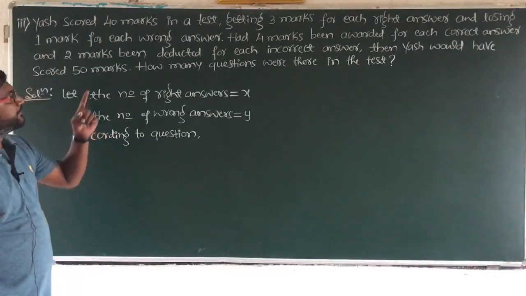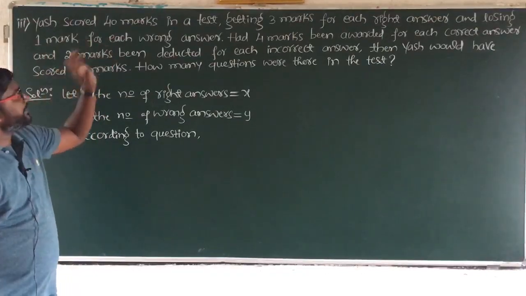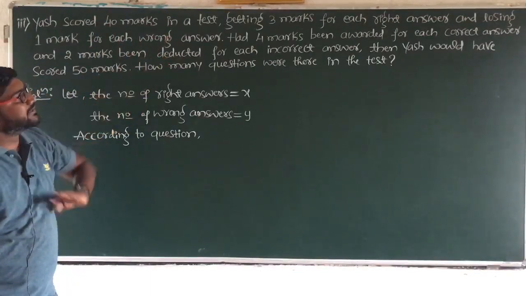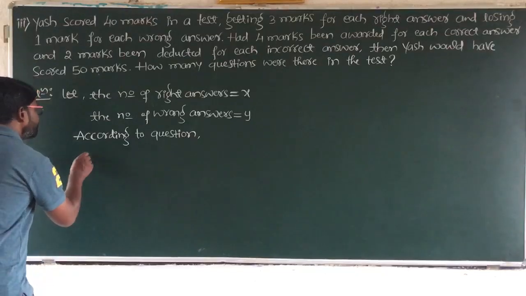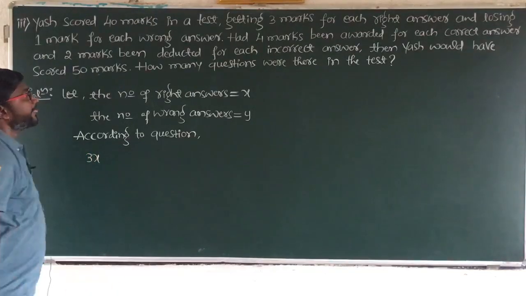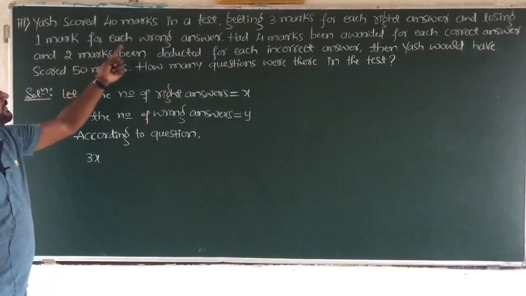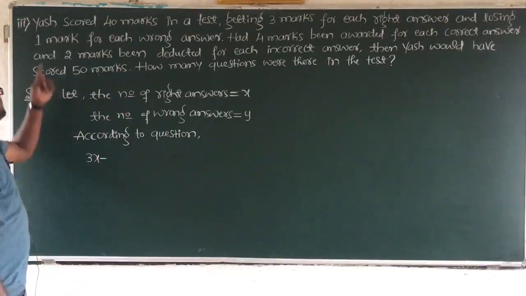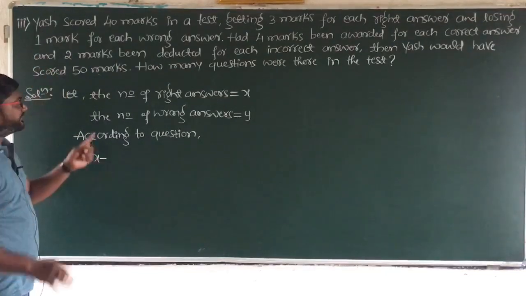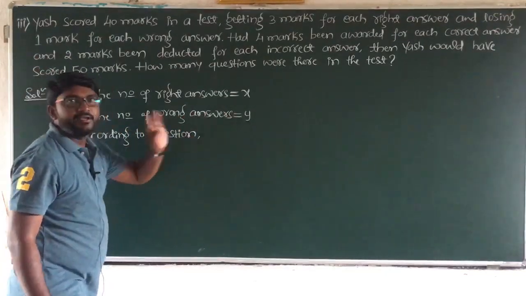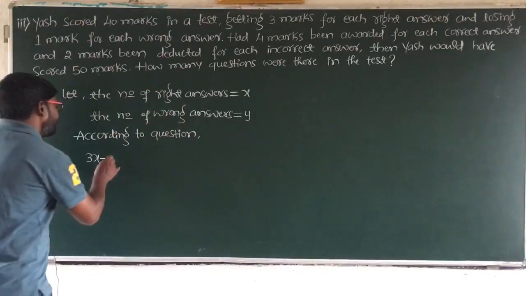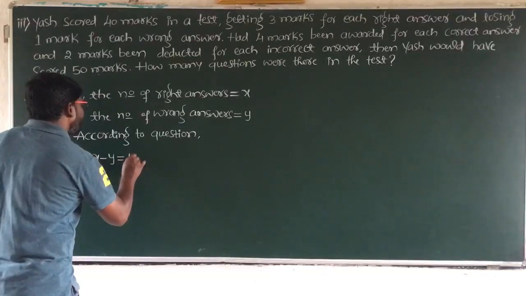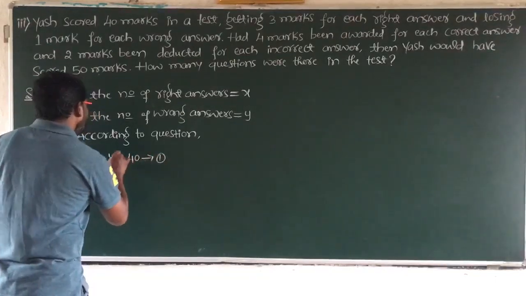In the first case, Yash scored 40 marks, that means this must be on the right hand side. Getting 3 marks for each right answer, it is 3x, and then losing 1 mark for each wrong answer. Losing means it has to be minus, 1 into y, it is y. That is why the first equation is 3x minus y equals 40. Call this equation number 1.